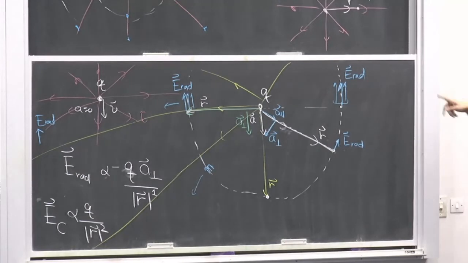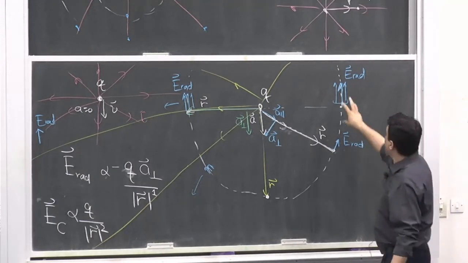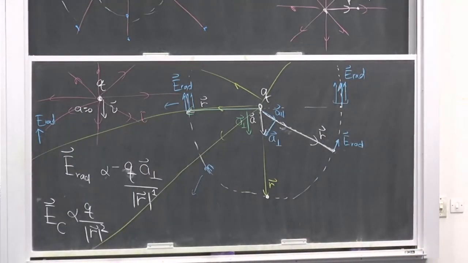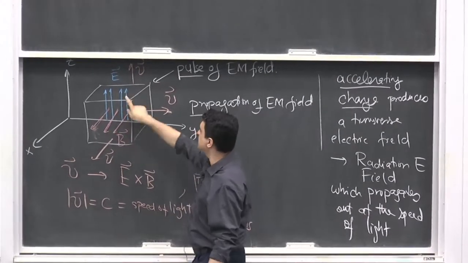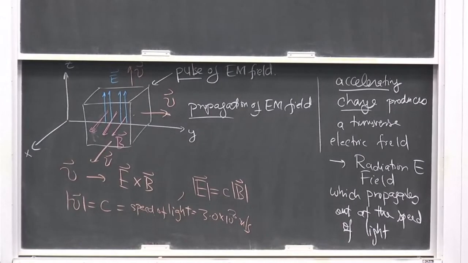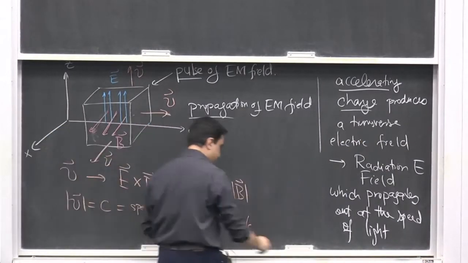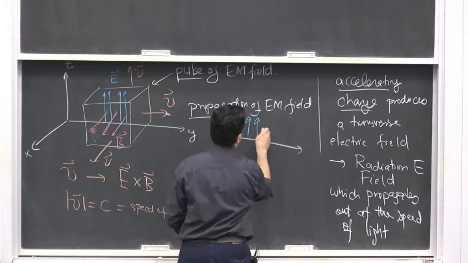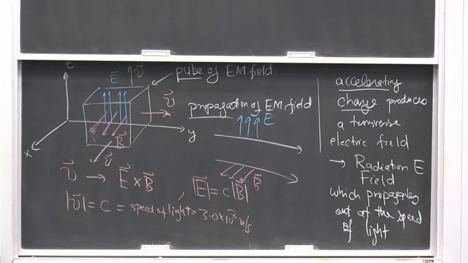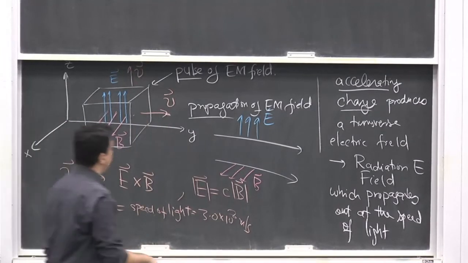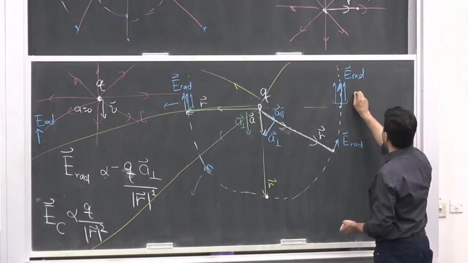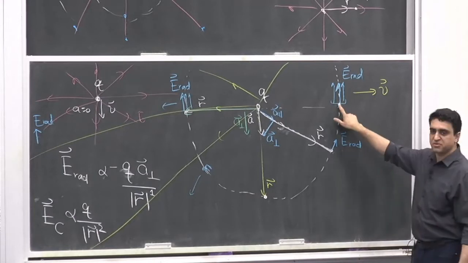What would be the electric field here? Upward. That would be the E radiant direction. What would be the component of the acceleration which is perpendicular to this r? The whole acceleration is perpendicular to r now. So what you have in this case is this A, for this r, this is your A perpendicular. So what does it tell you? That you have a larger perpendicular component of the acceleration here and a smaller perpendicular component of the acceleration here.